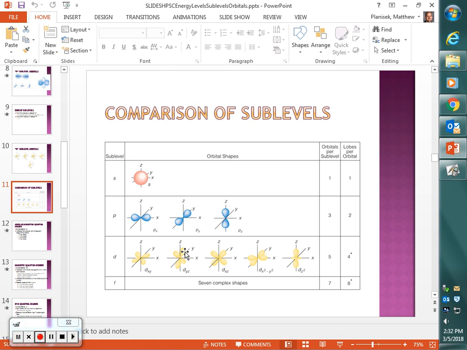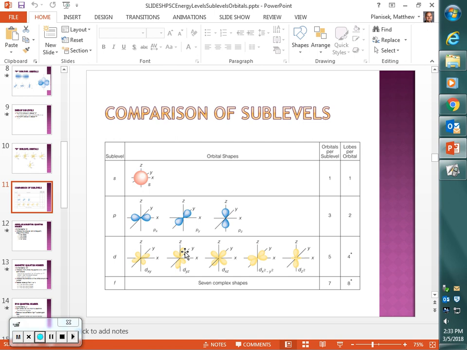Okay, we said that the possible values for the magnetic quantum number are based on the possible number of shapes that there are in each sublevel or each shape. How many spherical orbitals are there in any level? Just one. And that means that the magnetic quantum number for spherical orbitals is always the same value.